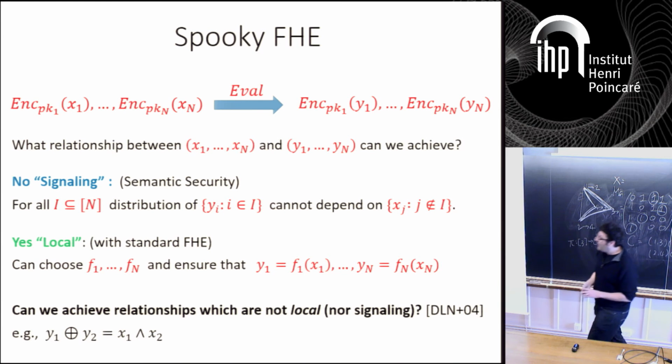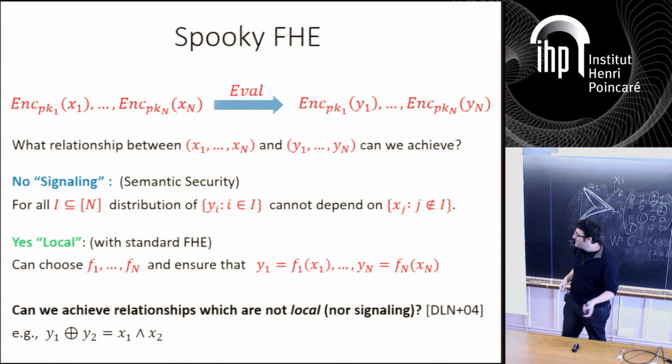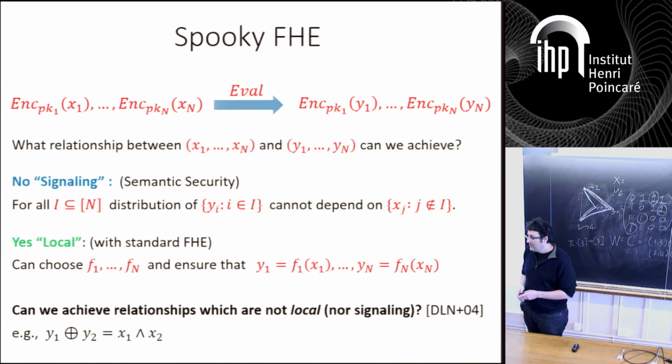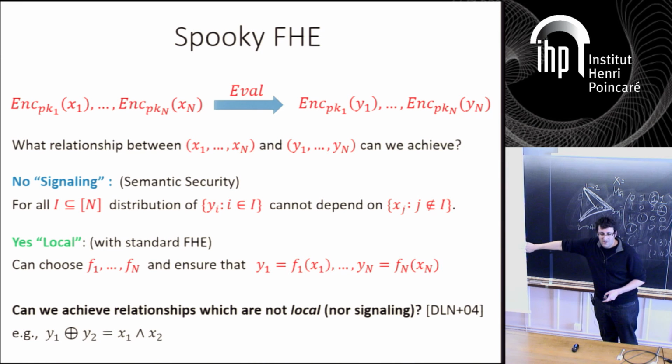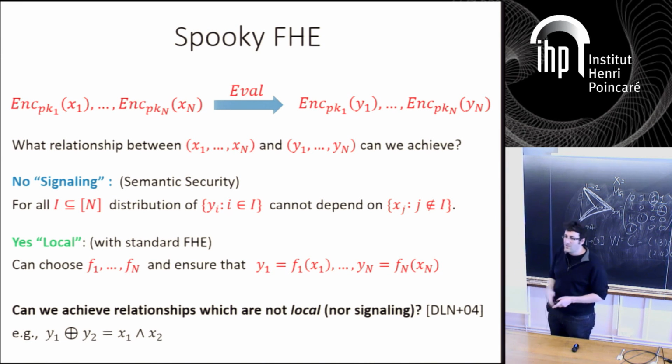Okay, so now y1 is uniformly random. It does not depend on x2 at all. The distribution of y1 is the same no matter what x2 is. Same thing for y2, the marginal distribution. So it satisfies this type of relationship, it is no signaling, but it's not local. You can check easily that any local relationship cannot satisfy this.